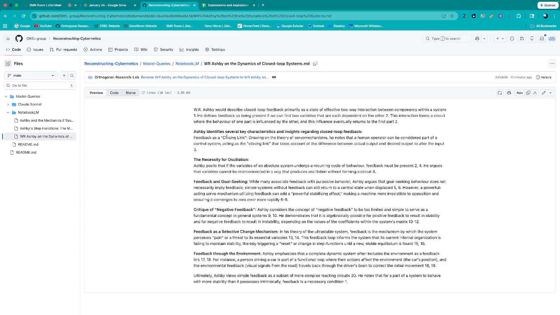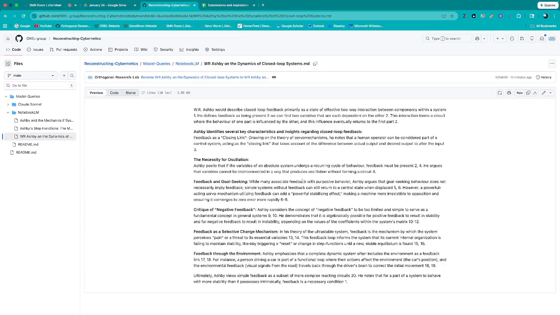Ashby identifies several key characteristics and insights regarding closed-loop feedback. The first is feedback as a closing link, so it provides closure. Drawing in the theory of servo mechanisms, he notes that a human operator can be considered part of a control system, acting as the closing link that takes account of the difference between actual output and desired output to alter the input. Then we have the necessity of oscillation. So Ashby posits that if variables of an absolute system undergo a recurring cycle of behavior, feedback must be present. He argues that variables cannot be interconnected in a way that produces oscillation without forming a circuit.